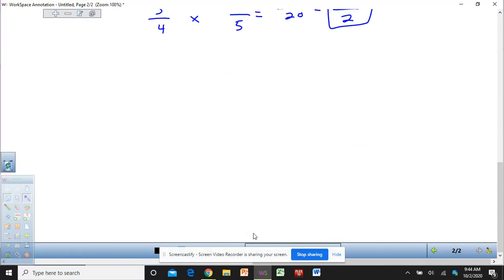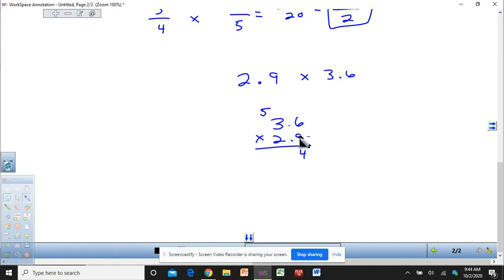Decimals are the same thing as stacking them. So you go 2.9 times 3.6. So you're going to put 3.6 or 2.9 on top. 6 times 9 gives me 54.